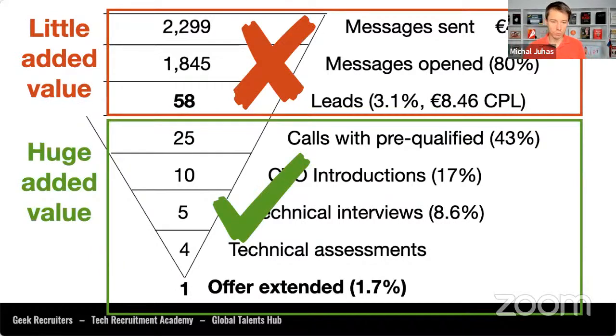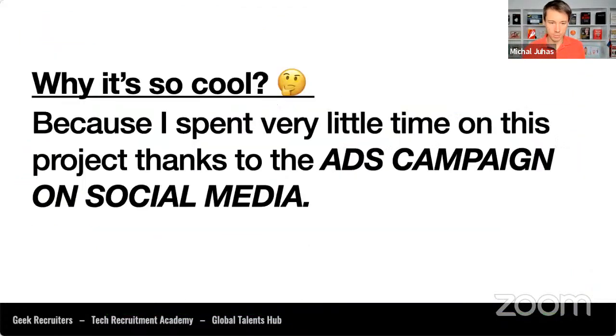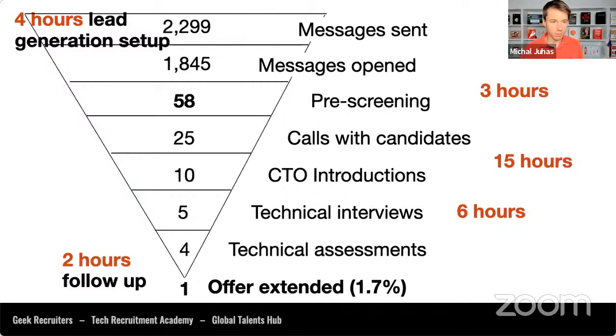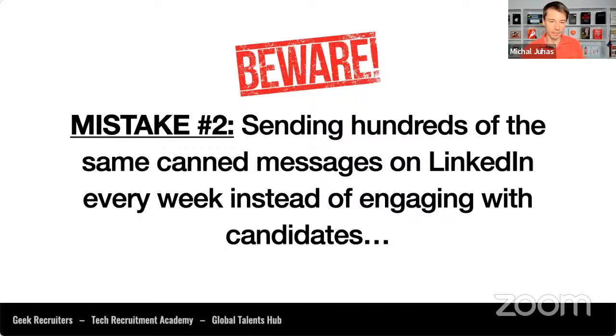So what was probably even better was that I was able to focus on what I enjoyed most. Instead of messaging candidates all day on LinkedIn, I was able to focus on the other parts of the process. I spent very little time, in fact, on this project, thanks to the ad campaigns on social media. As you can see, I spent probably 40 hours in total: 4 hours to set up the campaign, 3 hours to pre-screen, 15 hours on calls, 6 hours on technical interviews, 2 hours of admin follow-up, and boom, there it was. So sending hundreds of the same messages on LinkedIn every week, every day is very inefficient because instead you could engage with candidates, call them up, build a relationship. That's where the added value is.